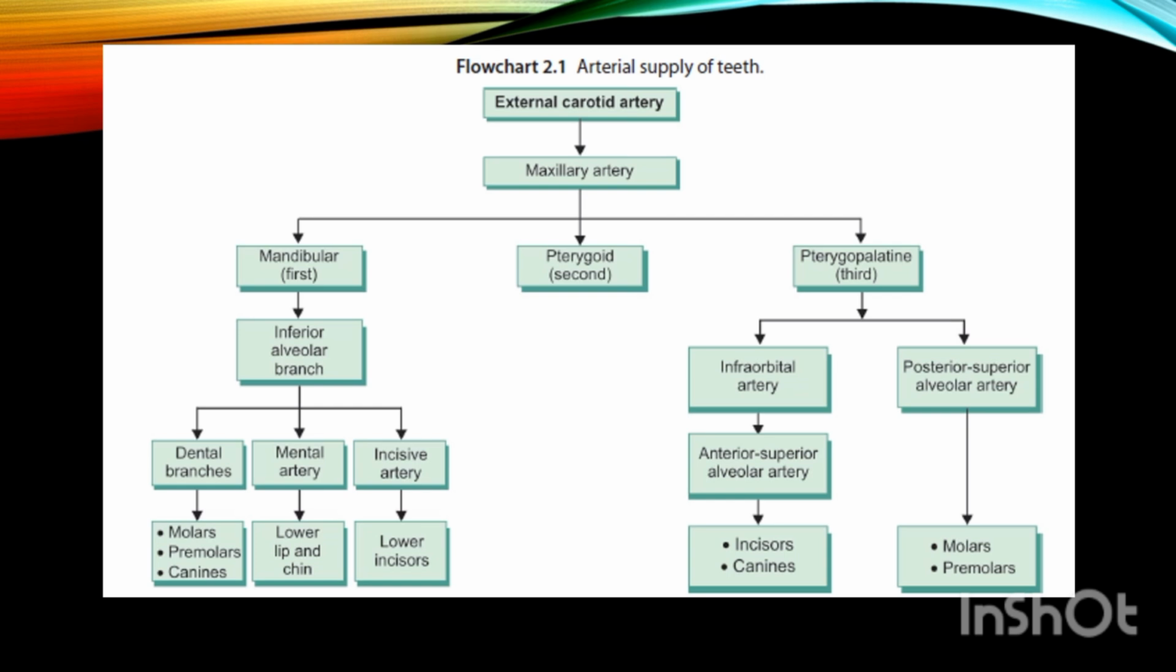A quick recap on the blood supply. So, the teeth are supplied by the external carotid artery, which further gives rise to the maxillary artery, and the three main branches, that is the mandibular, pterygoid, and pterygopalatine. So, the mandibular will give rise to the inferior alveolar branch, which further gives rise to the mental artery and incisive artery. Whereas the pterygopalatine gives rise to the infraorbital and the posterior superior alveolar artery. So, these further supply the major teeth or the segment of the teeth in these areas.